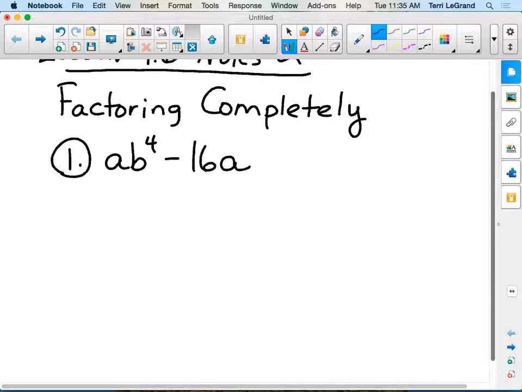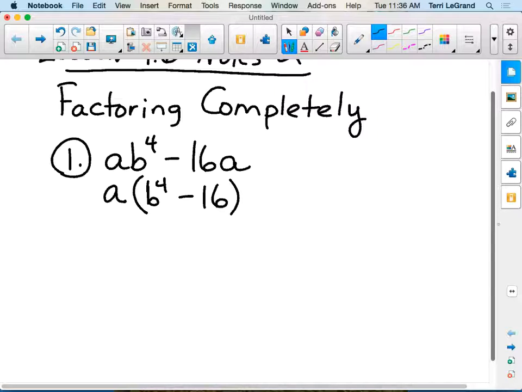GCF means, is there something that will divide out of all the terms? Yes. The A can be divided out. There's an A in both of them, isn't there? So we can GCF this. We can take an A out, because they both have an A. So b to the 4th minus 16. So we could GCF it, couldn't we? Okay, next question we ask ourselves.